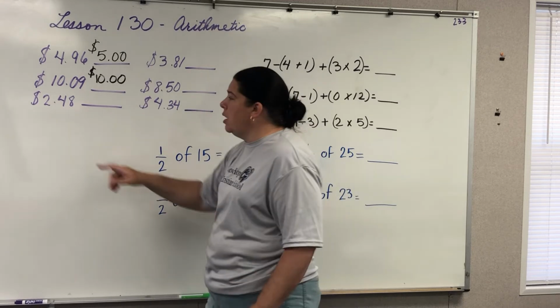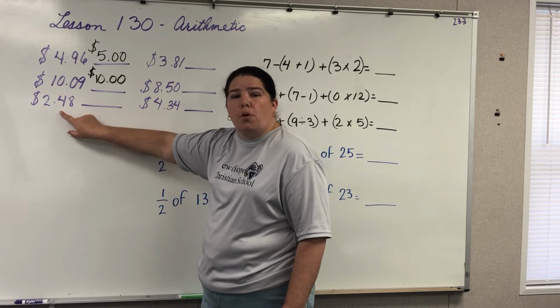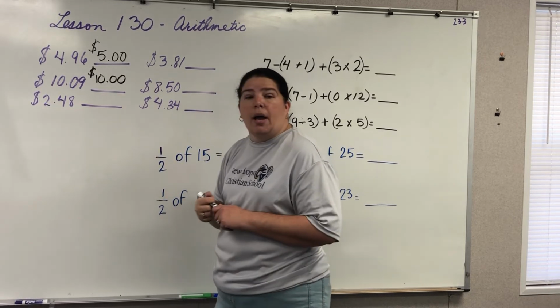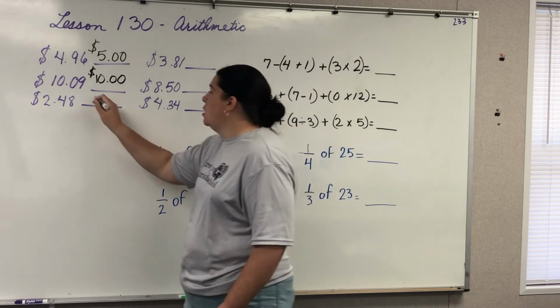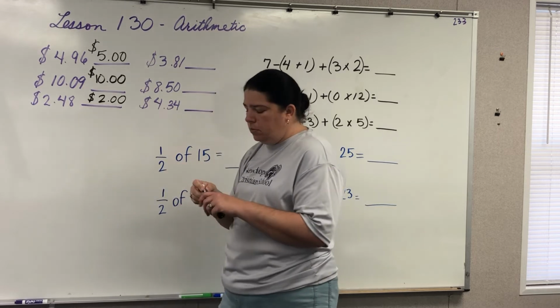$2.48. Let's do the same thing. $2. The one next to it is the 4. 4 and below rounds down. So we keep this number at a 2. That's correct. So you have $2. Next one here.